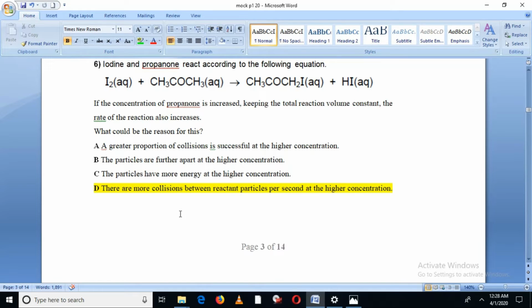There might be a chance that you would be thinking about option A, a greater proportion of collisions is successful at higher concentration, but this is not right, because for an effective and successful collision, the activation energy must be present within all of the molecules that are reacting. No change in temperature is shown or told to us in this MCQ. So we can't opt for option A. The right answer is option D.